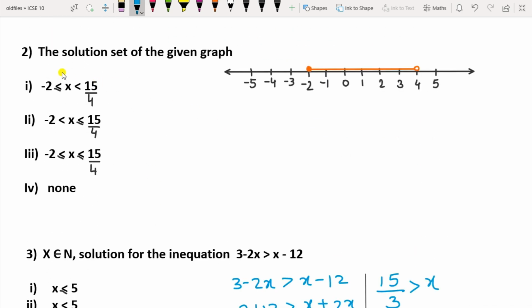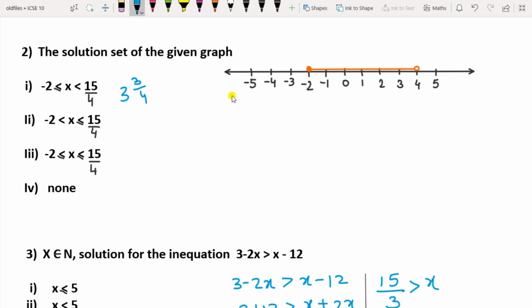Second question is the solution set of the given graph. This is the given number line here, and you can see the graph is given as -2 is included, it is a darkened circle here, and for 4 it is an empty circle, and the values of x are between -2 and 4. For 4 it is given as 15 by 4. So 15 by 4 means 4 fours are 16, 4 threes are 12, so it is 3 whole 3 by 4. So that will be 15 by 4.